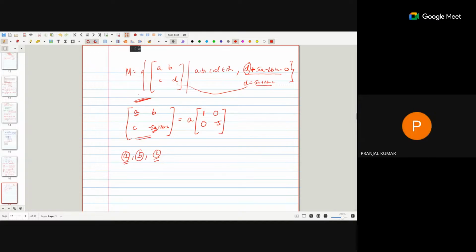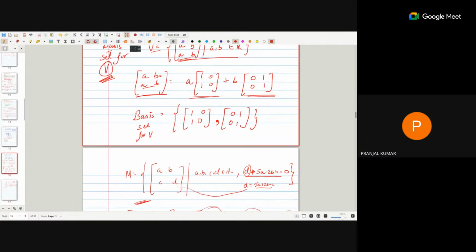Now I will do it for B. I will place B as 1 and the rest of the variables as 0. So 0, 1, 0, 2, plus. So basically it is a linear combination, no sir? Yes, exactly. Now for C, you will do 0, 0, 1 and minus 1. Now these matrices which are present in front of the coefficients A, B and C are your basis set. So that's what I was doing here.